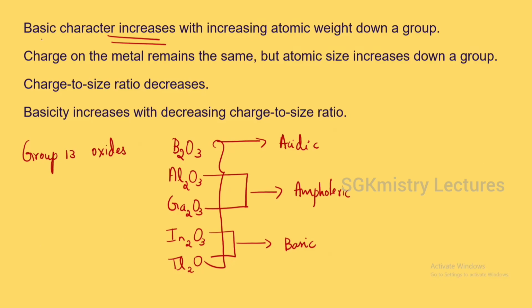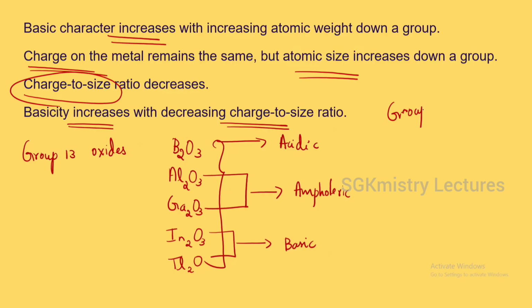Next, talking about the charge on the metal, when it remains the same, the atomic size obviously goes on increasing down the group. Because of which the charge to size ratio decreases. We know that basicity increases with decreasing charge to size ratio. So this is the main reason why the basic character goes on increasing as you move down the group. We can also take group 2 oxides into consideration.